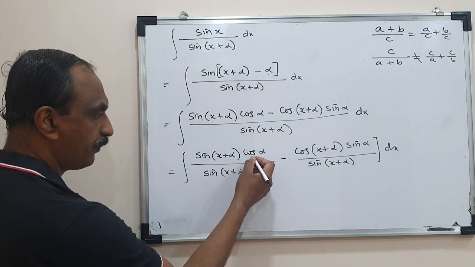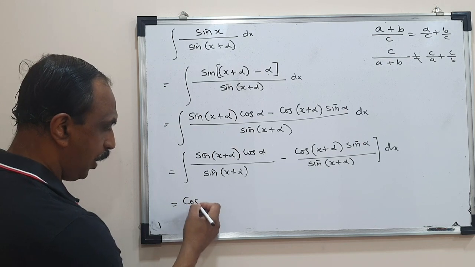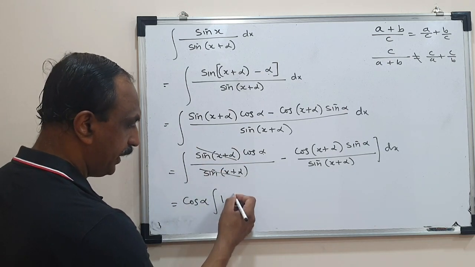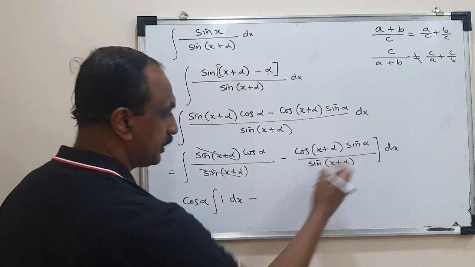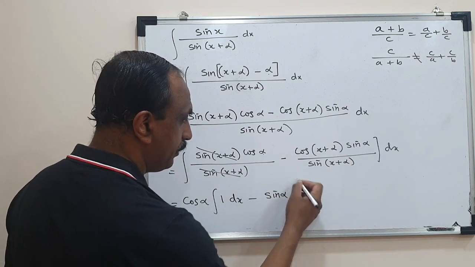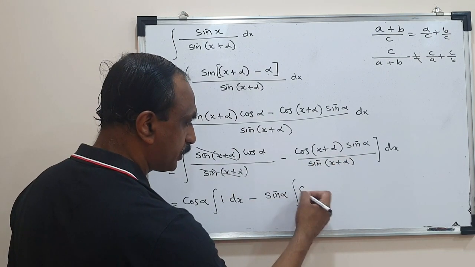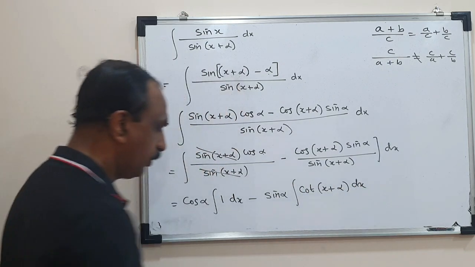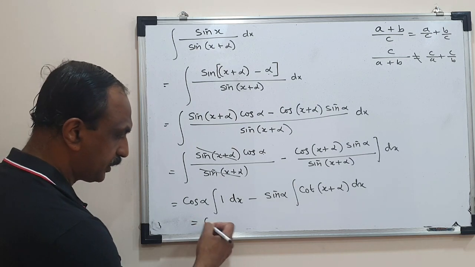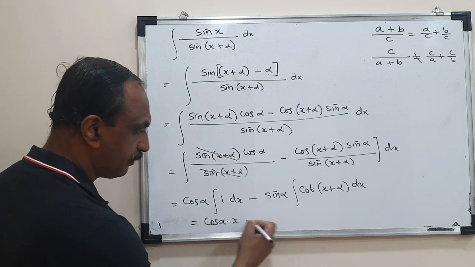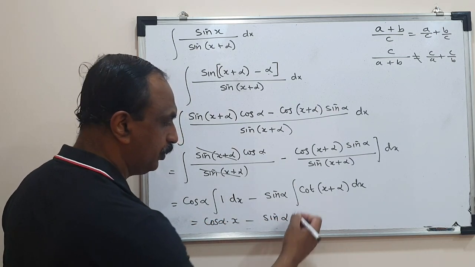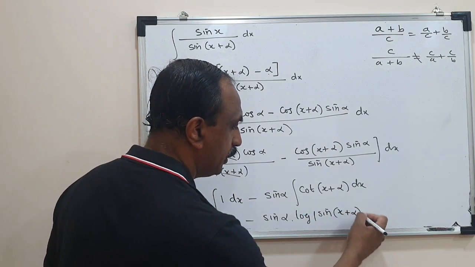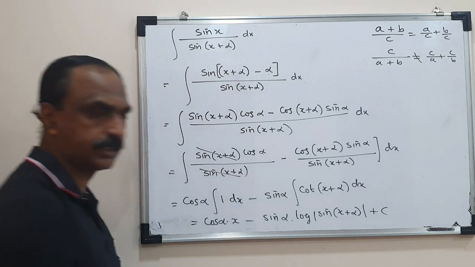So cos alpha being a constant outside the integral, and they both will get cancelled. So integral of 1 dx, minus sin alpha outside the integral. Cos upon sin is cot of (x plus alpha) dx. So my final answer is cos alpha into x, minus sin alpha into log of sin of (x plus alpha), plus c. This will be my final answer.